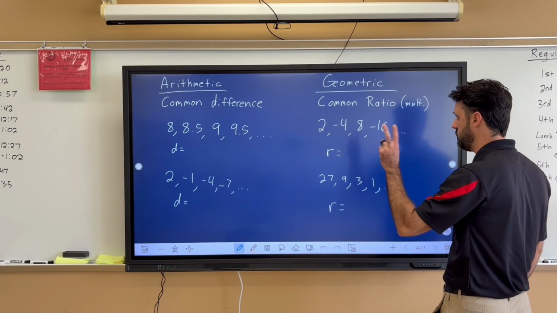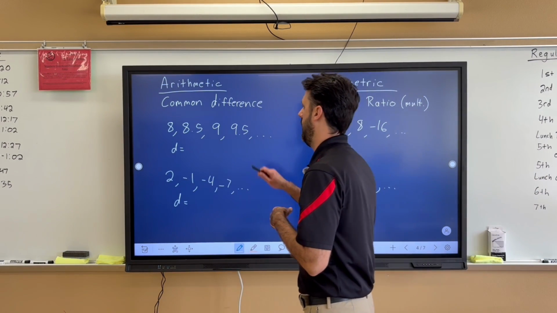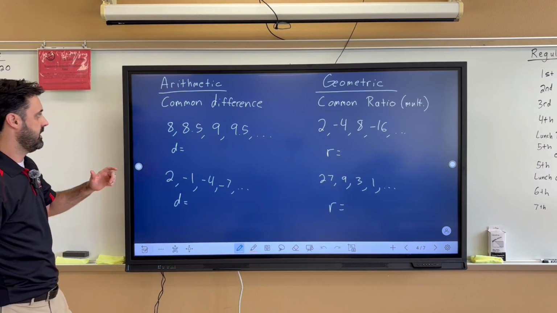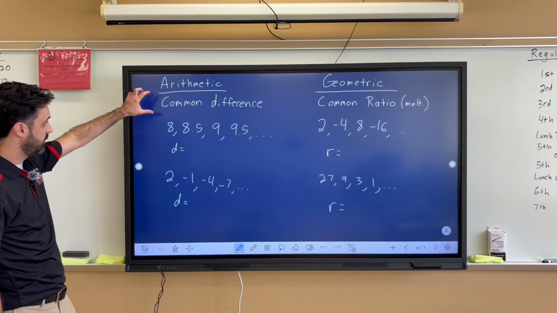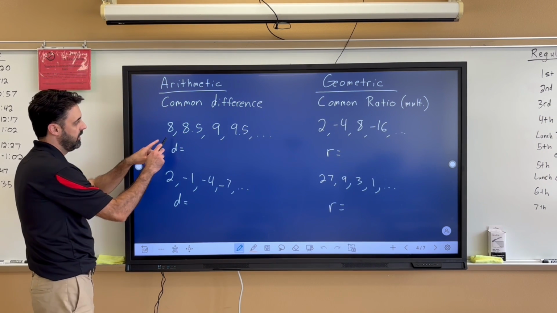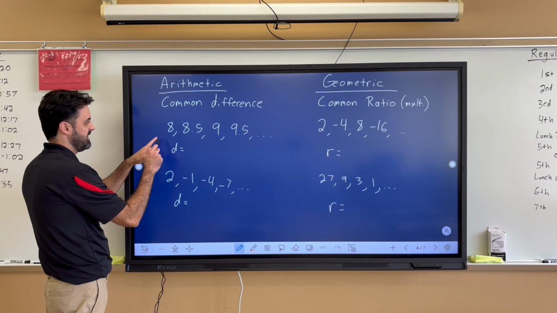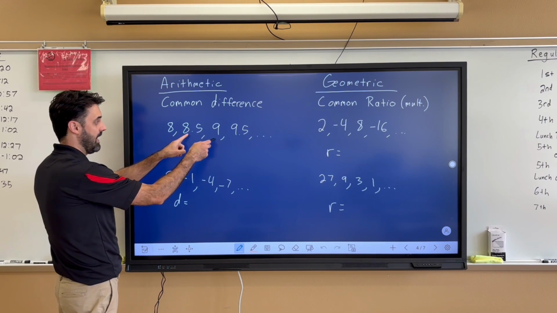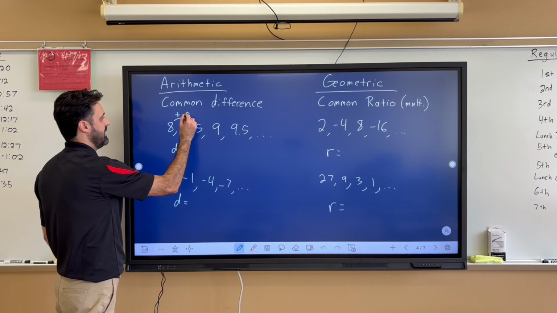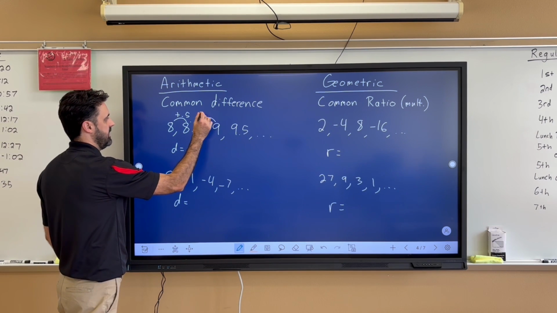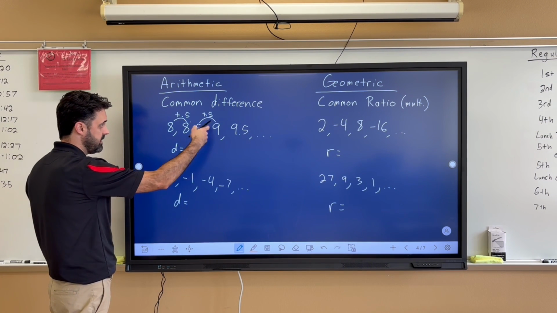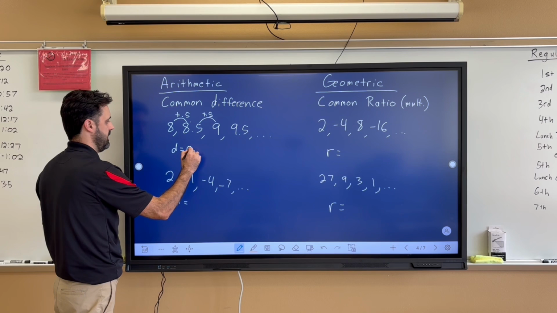Now, we're going to focus in on two types of sequences, what's known as arithmetic sequences and geometric sequences. Arithmetic sequences have what we refer to as a common difference. All right, so let me show you an example of what that would look like. So if our sequence is 8 and then 8.5 and then 9 and 9.5, well, we're adding 0.5 from one number to the next. So the difference from one value to the next is just 0.5. That's our common difference.